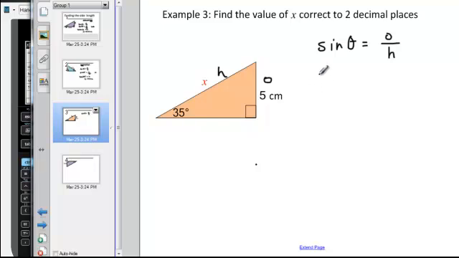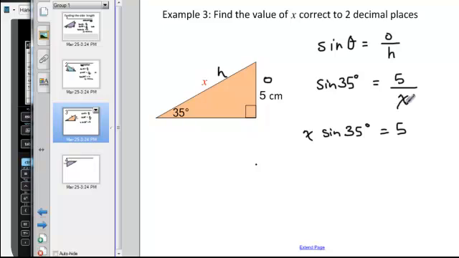Now this time, when we substitute our values in, we get that the sine of 35 degrees is equal to the opposite, which is 5, over the hypotenuse, which is x, which is what we want to find out. So now x is on the bottom, it's our denominator. To solve for x, we're going to have to do 2 steps. First, to get rid of x as a denominator, we need to multiply both sides by x. So we get x times the sine of 35 is equal to 5.